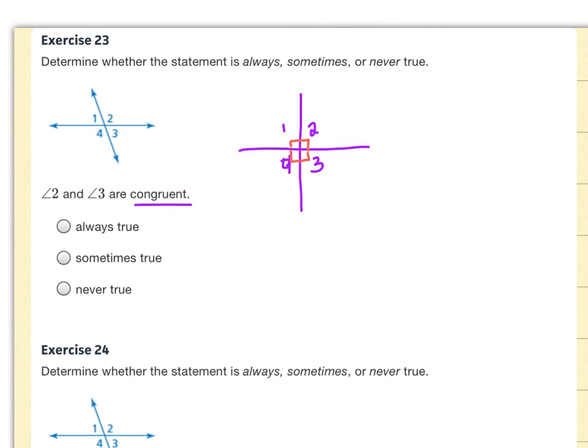So I guess there is a way for them to be congruent, but it's only if they're perpendicular lines. So not all lines are perpendicular. So I'm going to have to say this one is sometimes true. But in most cases, you're right, angle 2 and angle 3 would have to be different sizes, but it could be perpendicular.